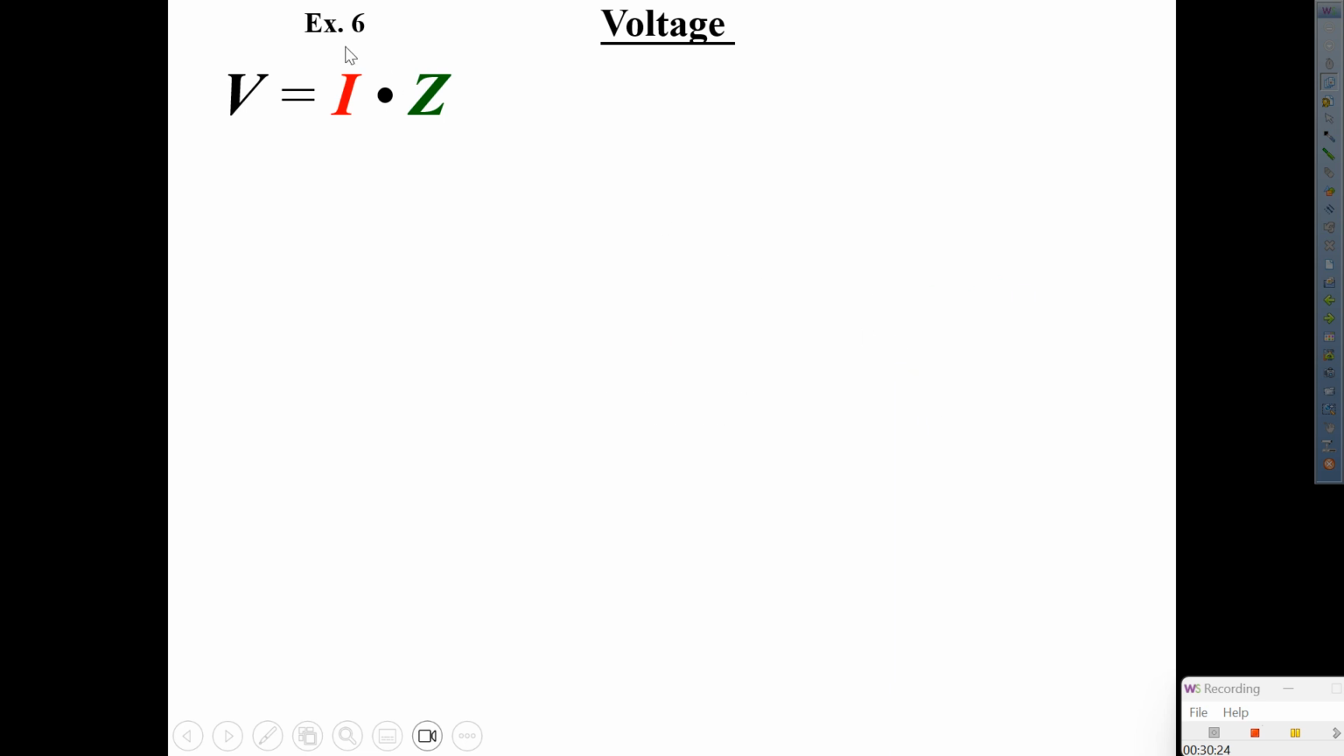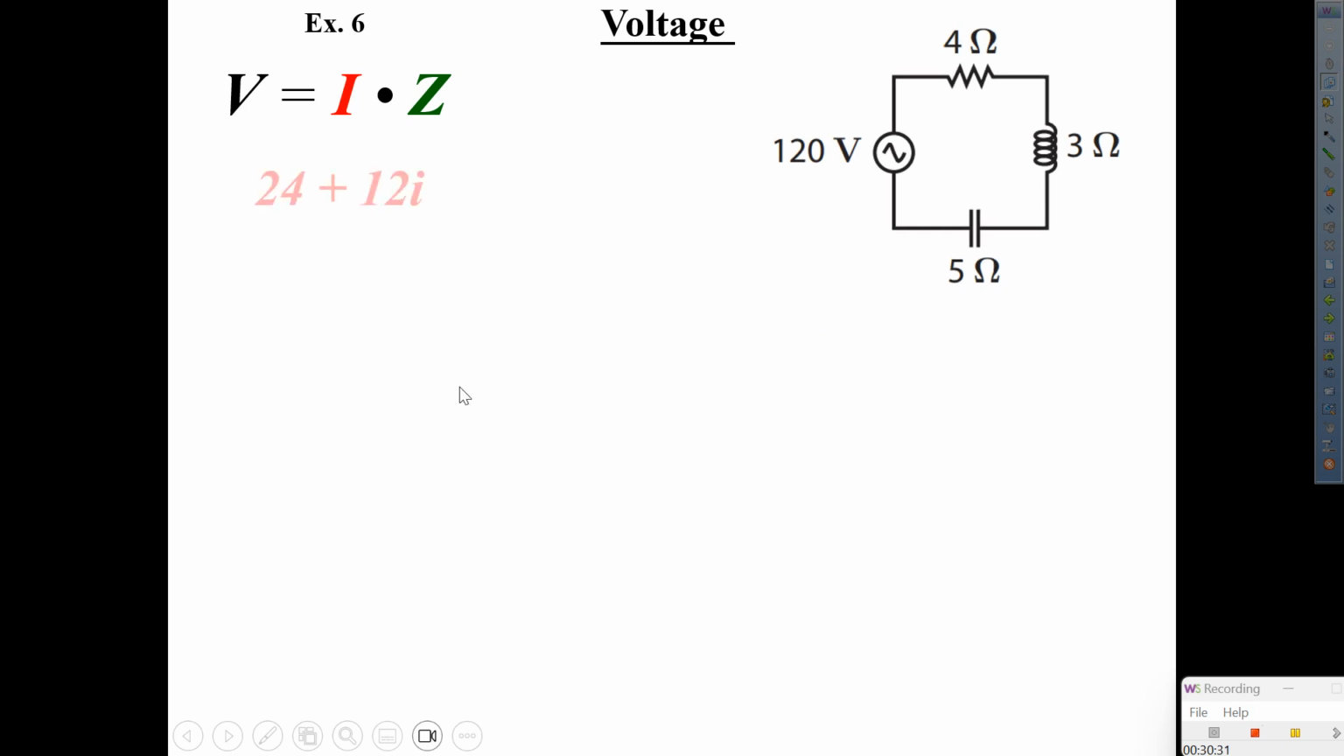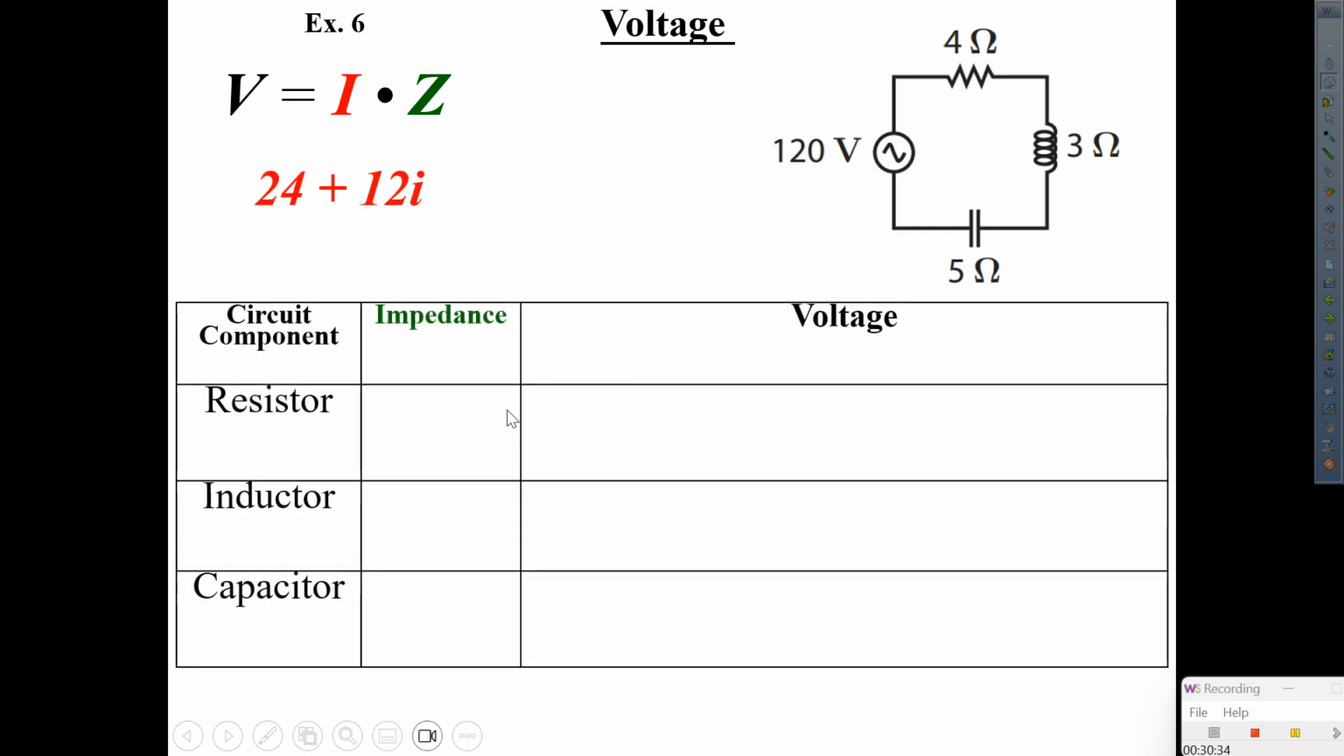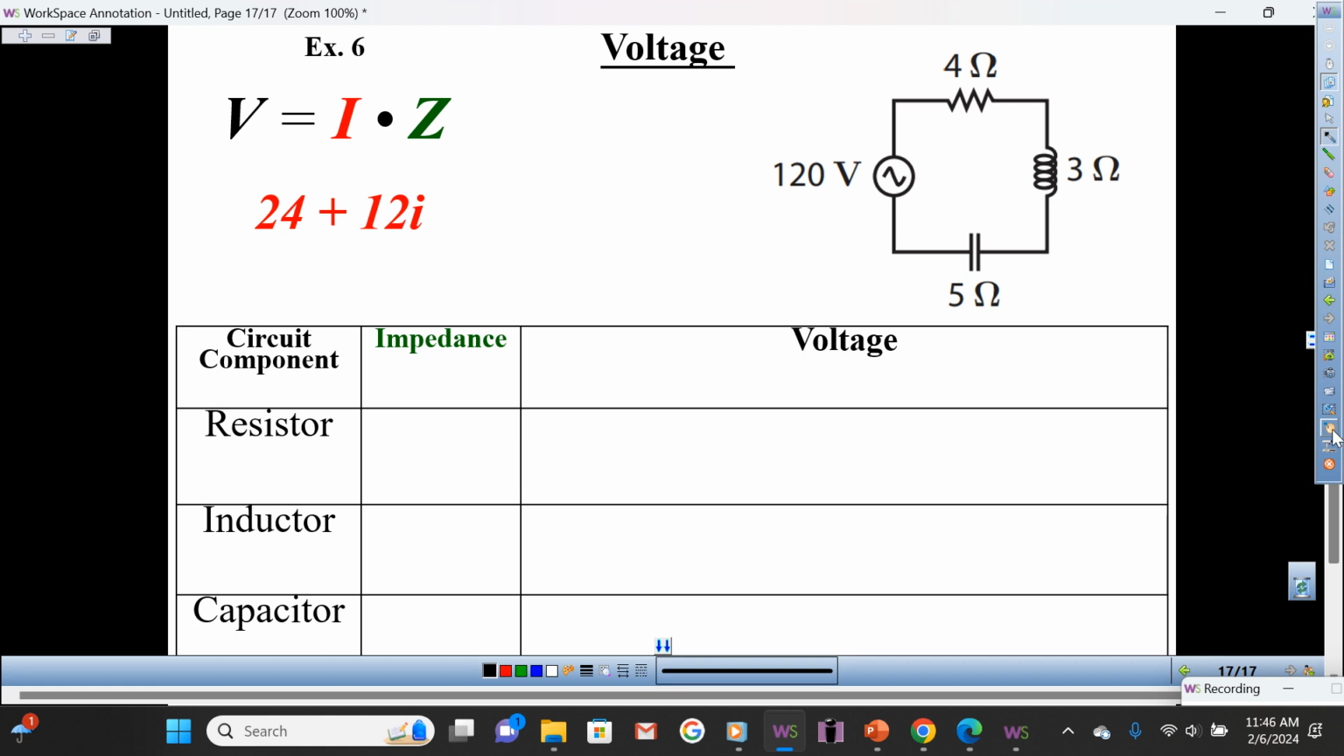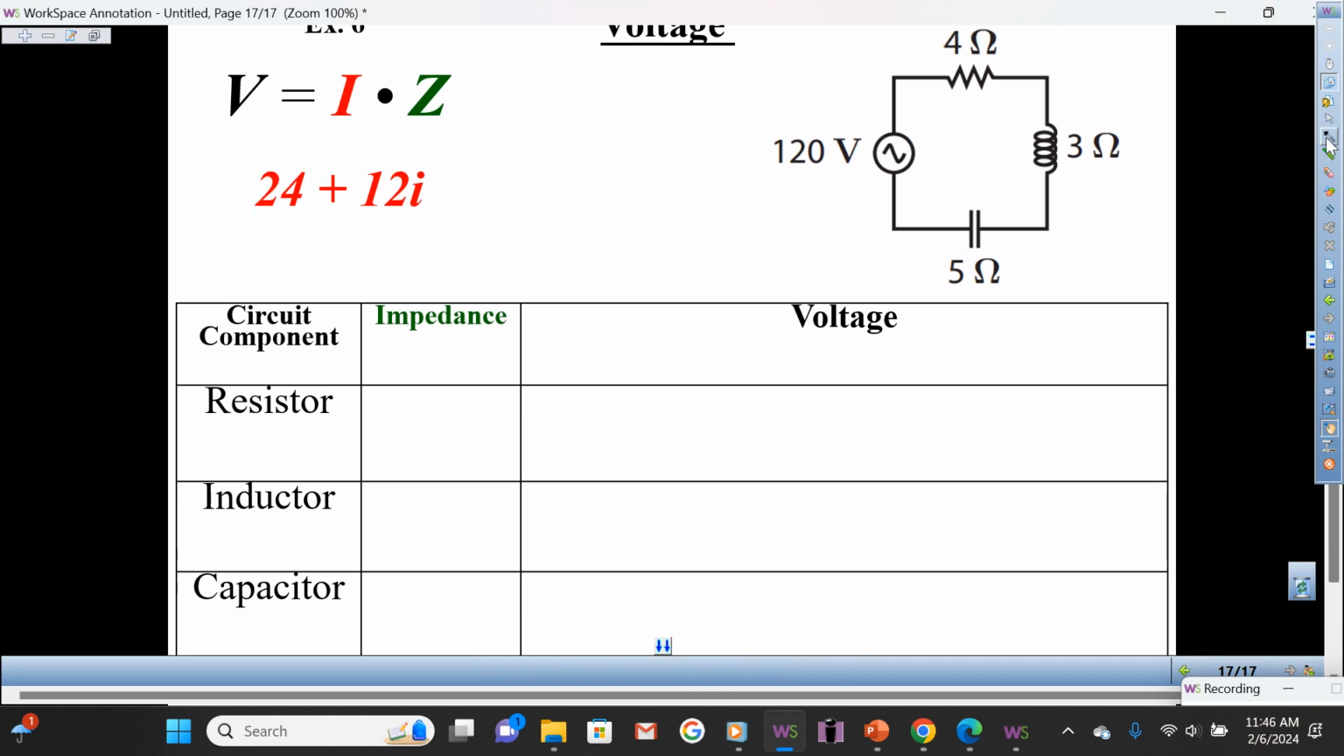So, this is what I want you to do. Example 6, copy the formula, copy this diagram, and copy this table underneath. This is going to be the last example. We got about 5 minutes, so start writing a little bit faster. Underneath the letter I have the value of 24 plus 12I. That is going to be my amps, and my impedance is the value that we give for each one of these.